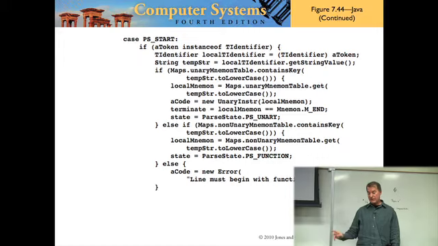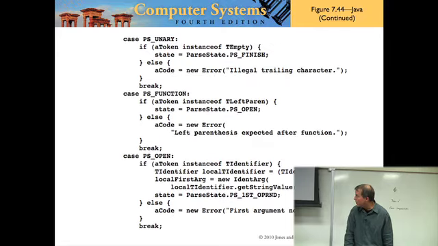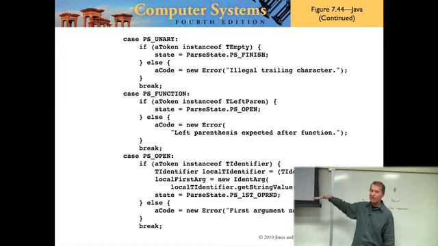Now, if you just look through this code, here's the end of that state. Here's case ps unary, case ps function, case ps open. They all use the exact same format of what we just did. The same programming technique of typecasting from the general to the specific token, then using the methods of the specific token to get what you want, and creating the correct A code, the abstract code.